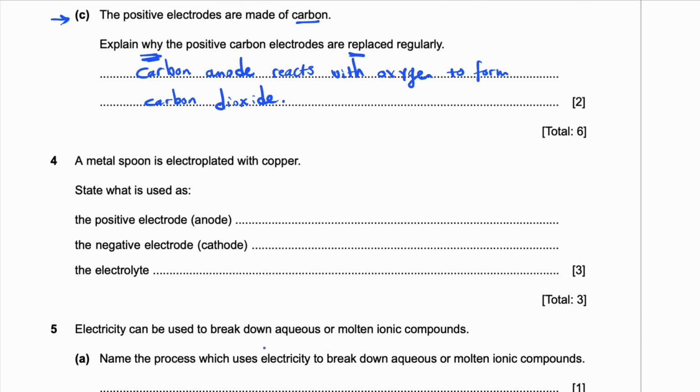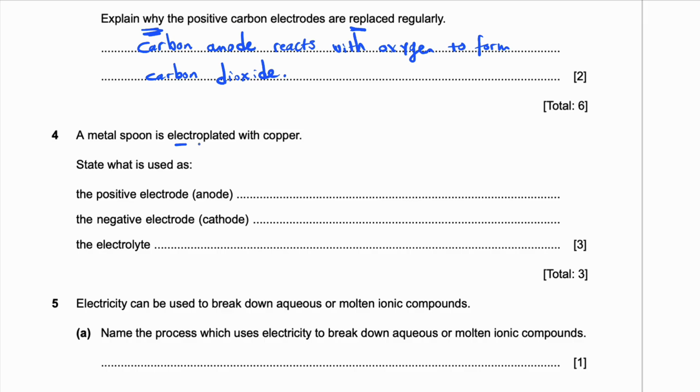The next question: a metal spoon is electroplated with copper. It means we are going to deposit copper on the surface of a metal spoon. State what is used as the positive electrode or anode. Remember that the anode always dissolves, so we should have copper as the anode. While the object to be plated has to be connected as the cathode. In that example, it's going to be the spoon that's going to be plated.